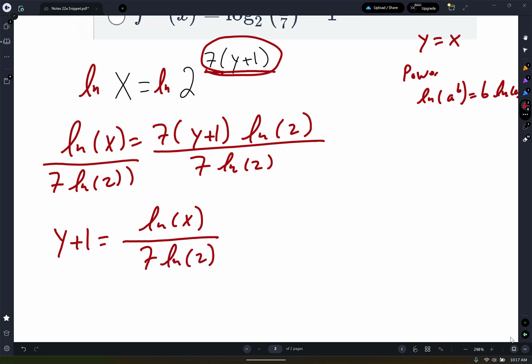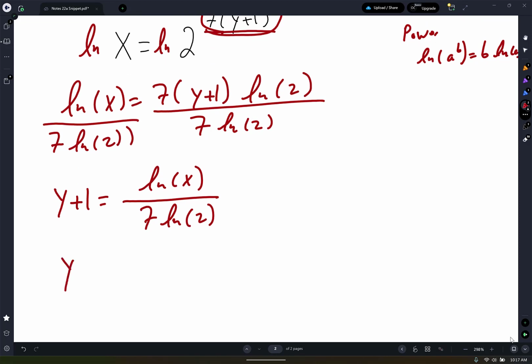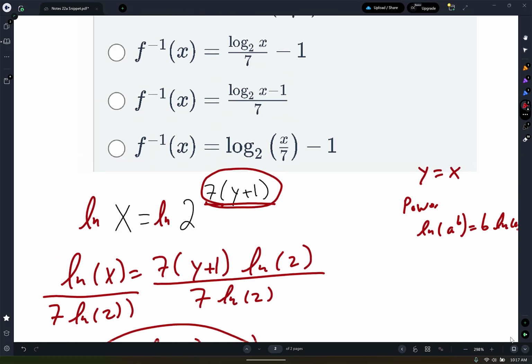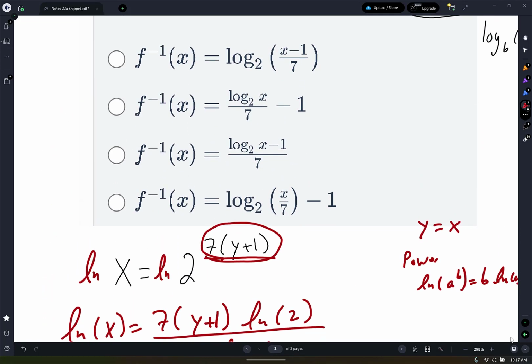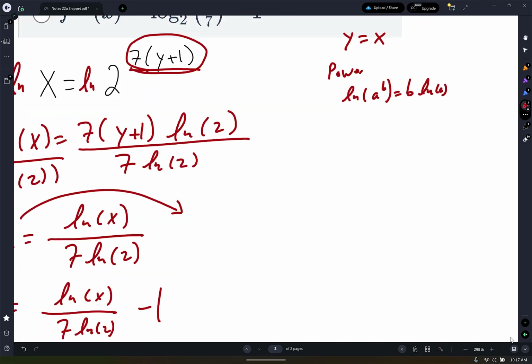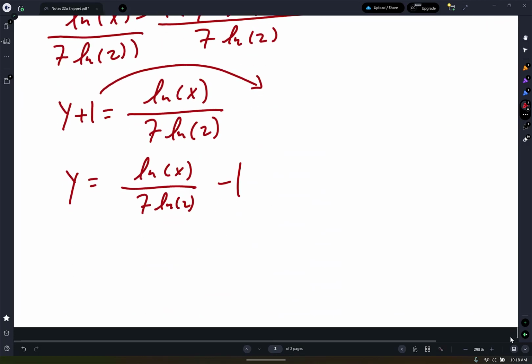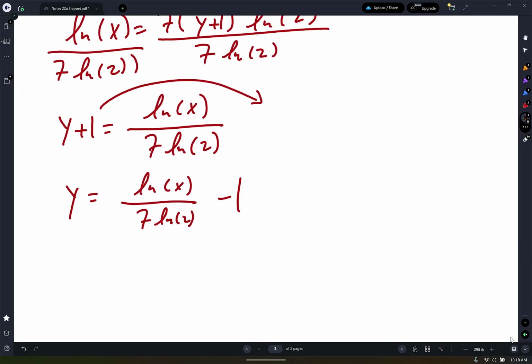And now the last step is I'm going to move the 1 to the other side. So when I do that, the polarity changes. So y equals ln of x over 7 ln of 2 minus 1. And then I look for that answer. And it is in there, but you don't see it like that. So you have to use this change of base deal right here. So here we go. When you do that, this guy right here is nothing more than log base 2 of x.